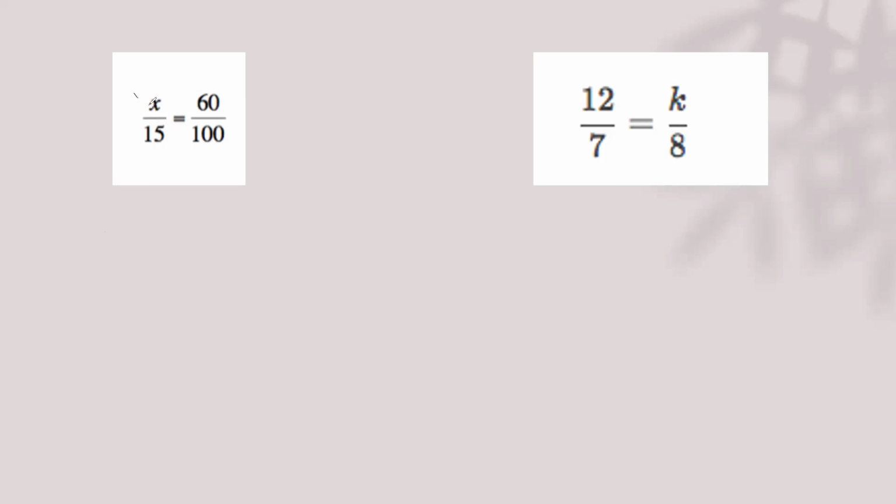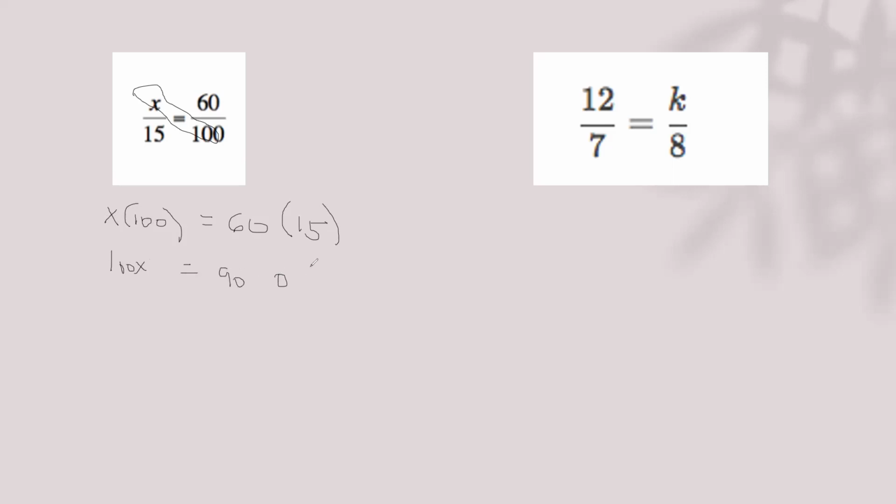So this will be the product of the extremes, so that is x times 100 will equal to 60 times 15. Okay? 60 times 15. So that will be 100x will equal to 60 times 15. Kapag minultiply natin yan, I think that will be 900, if I am not mistaken.